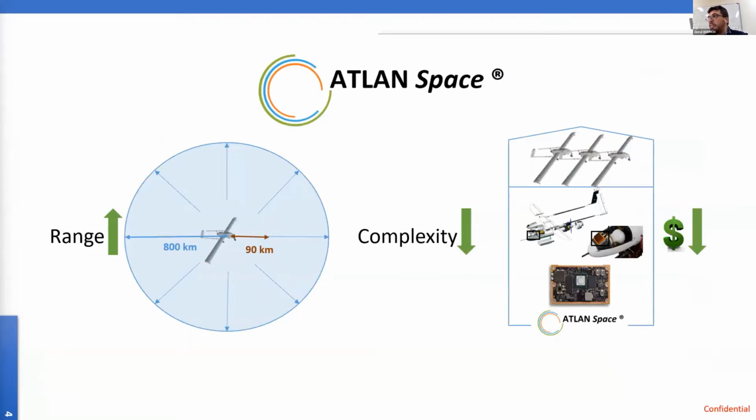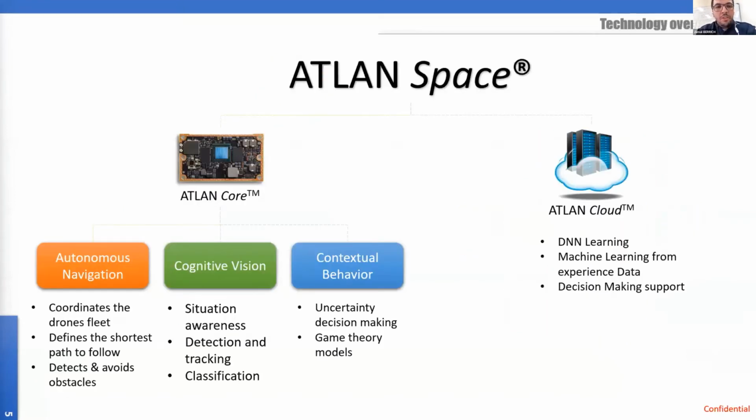For this, we have created together one project called Skynet. This is the project that we have been working on together for 5 years, and the aim of this project is to increase the range from 90 kilometers to 800 kilometers, and to reduce the price and the complexity of the solution. To be brief, the solution is composed of having artificial intelligence embedded inside the drones.